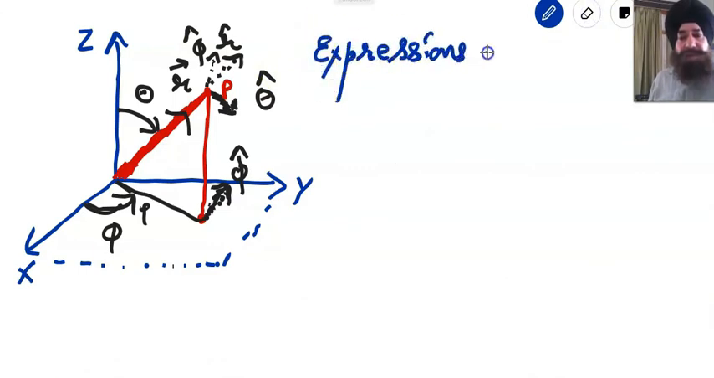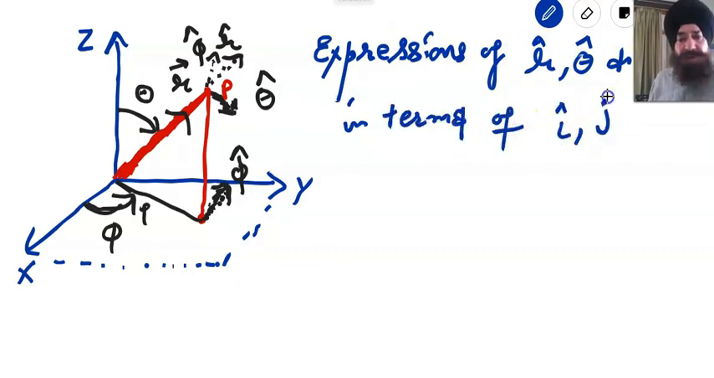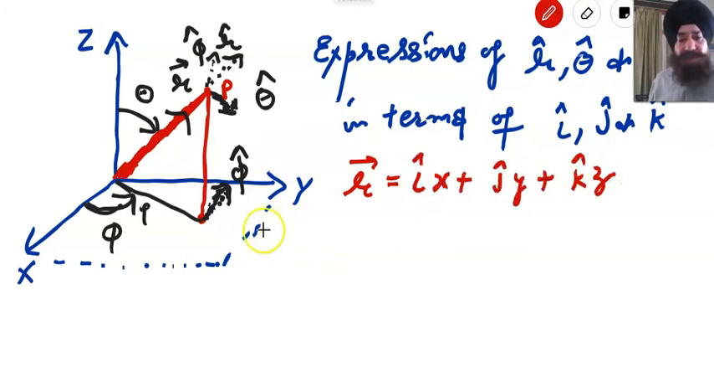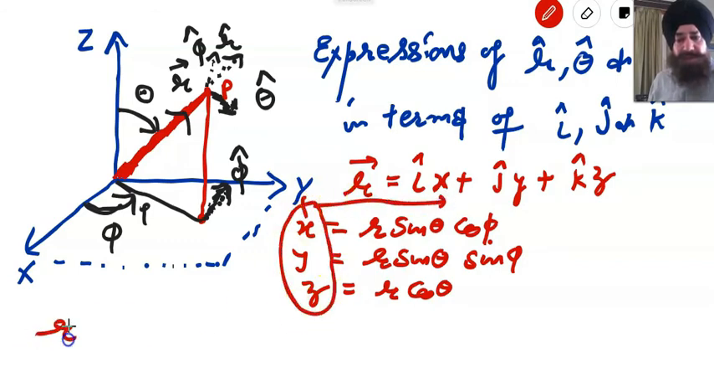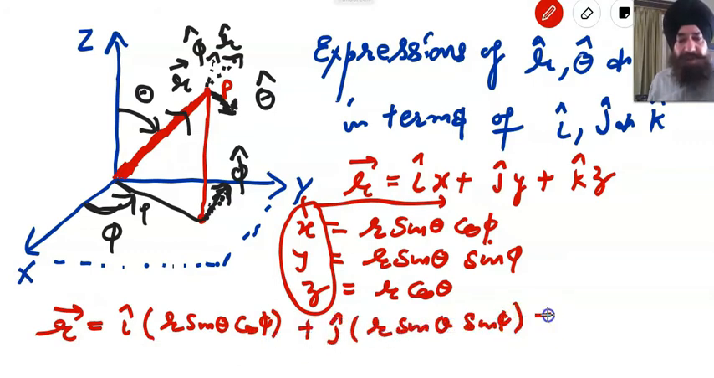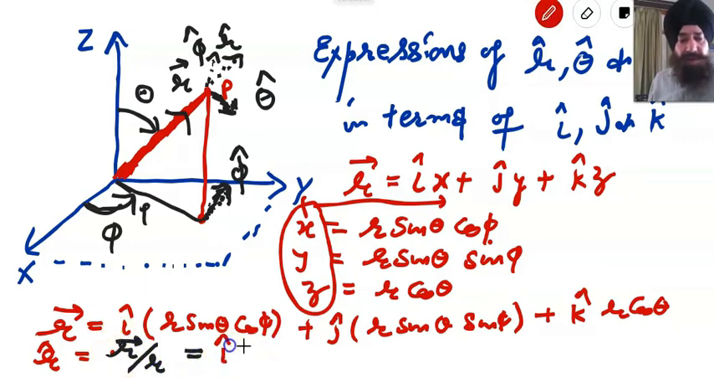Now we are coming to the expressions of r cap, theta cap, phi cap in terms of the Cartesian coordinates. First of all, r vector in space. Already I derived the equation between Cartesian and spherical polar coordinates. Substituting these values here, this is our r vector. Now what is r cap? r cap is r vector divided by r. So dividing r vector by r, this is our r cap.